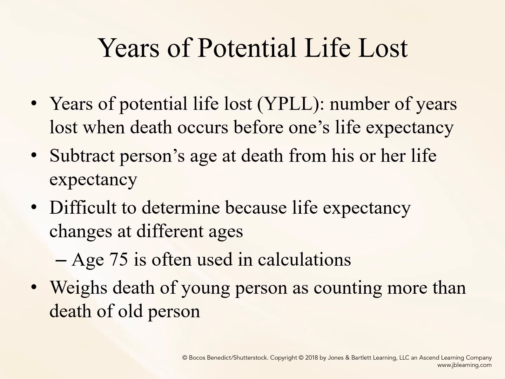It's difficult to determine because life expectancy changes at different ages. So age 75 is often used in calculations. And this weighs the death of a young person as counting more than the death of an old person because they've lost more years of potential life.